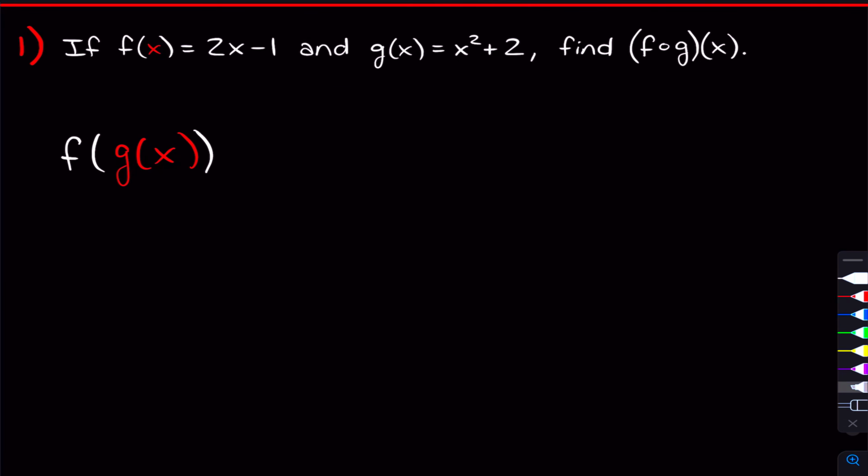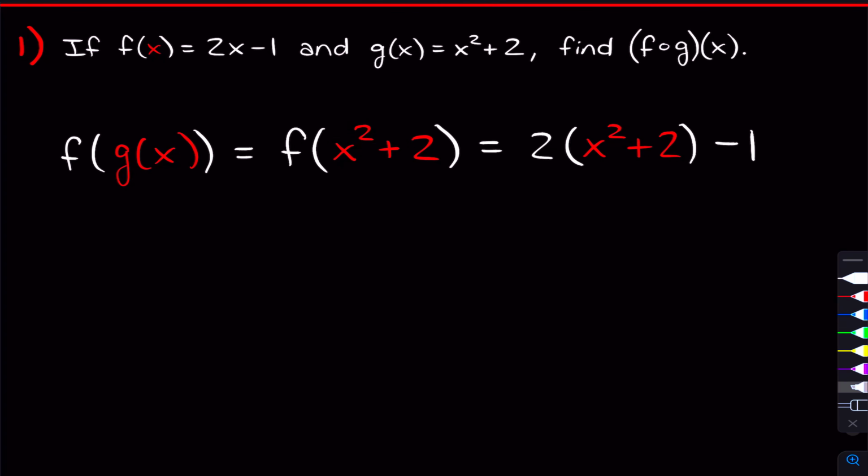And the big difference here is this g of x, like I mentioned. So what is g of x? Well, g of x is x squared plus 2. So what we can do is change this g of x into an x squared plus 2. And now we're all ready to go and plug in our f function. You can see here that this x squared plus 2 is replacing x. And so everywhere in this function where we see an x, we're going to replace it with an x squared plus 2. So instead of being 2 times x minus 1, it's going to be 2 times x squared plus 2 minus 1. And now all we have to do is a little bit of simplification.